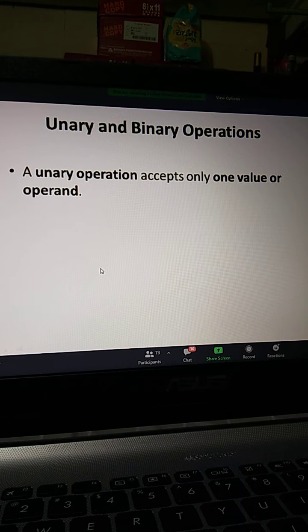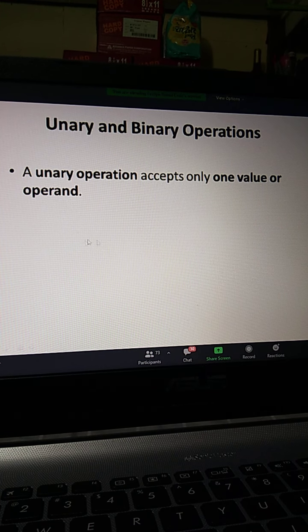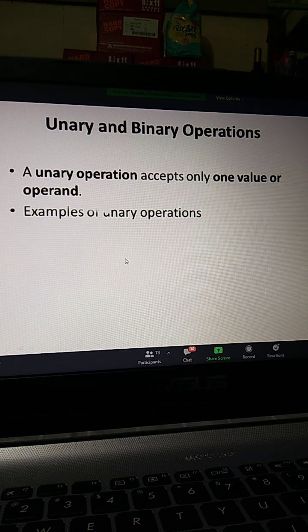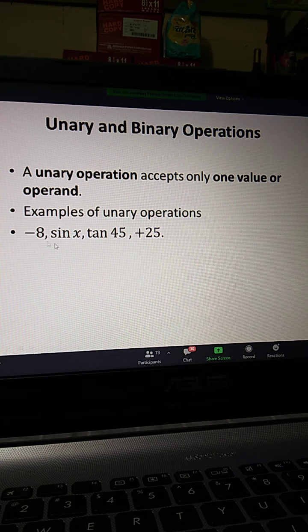So the next concept, we are now on our third concept. We have the unary operation and the binary operations. A unary operation accepts only one value or operand. So examples of unary operations are here. The negative and the positive here are just symbols of the negative. Hindi siya minus 8, hindi siya plus 25, but they are just the symbol for negative and the positive.